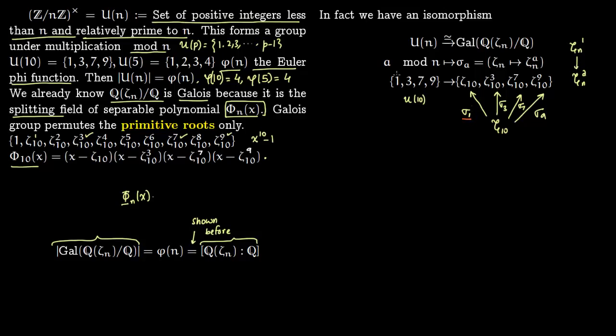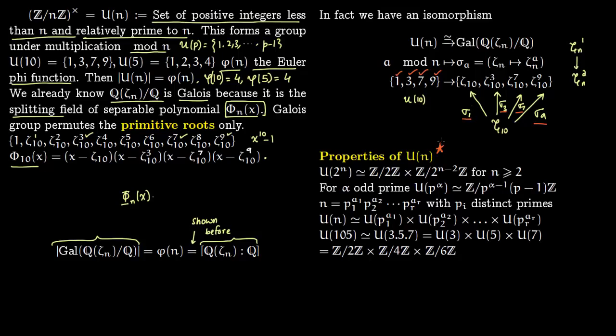So again, this is this, this is this, this is this, and this is this. So these two things are isomorphic. Now this is very advantageous because we already know a lot about U(n).